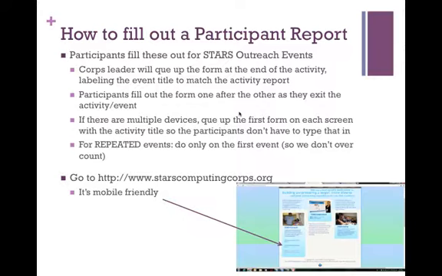So once you've got your event going on, at the end of the event, you'll want to queue up this form on your phone or some other device, and you might have multiple devices where you have the activity report queued up. This way you can get students who are in the activity to just check very quickly their ethnicity and gender as they walk out.